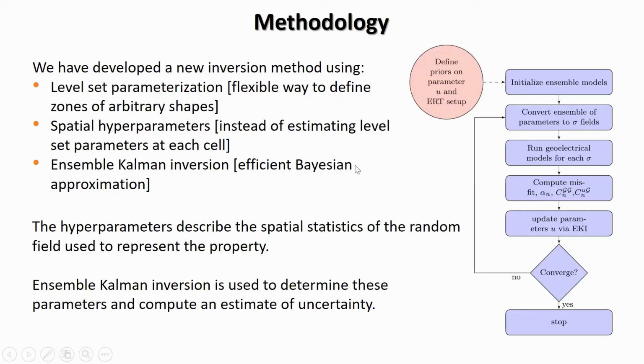So as I said at the start, the method that we're proposing here is based on a level set parameterization. This gives us a flexible way of zoning arbitrary shapes. We break the problem down into solving for a series of hyperparameters that describe the spatial patterns and the zones. And we solve the problem using an ensemble Kalman inversion, which is an efficient Bayesian-based approximation that allows us to get some estimate of uncertainty.